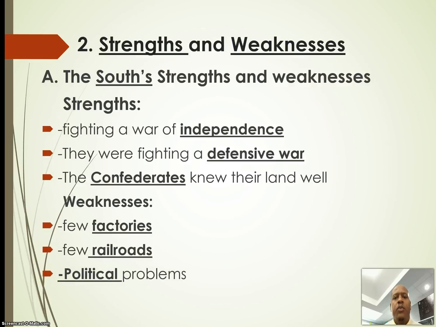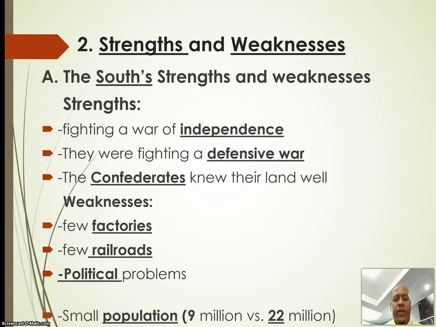And then lastly, political problems. We're going to look at Jefferson Davis as he becomes the new president of the Confederacy and talk about some of the turmoil that was going on in the South. So political problems were a weakness for them.